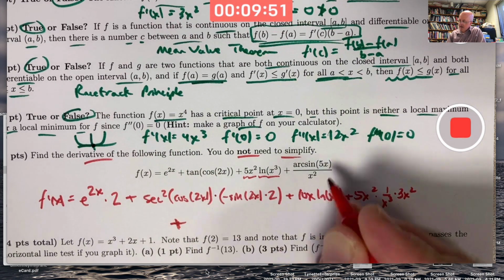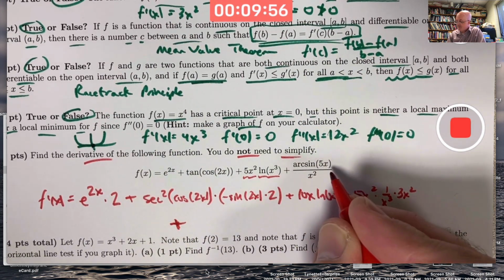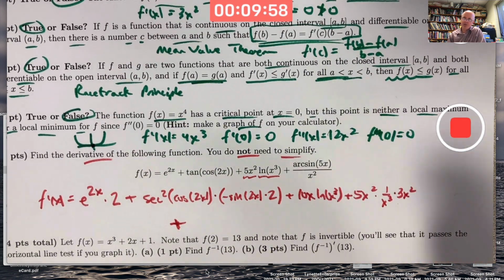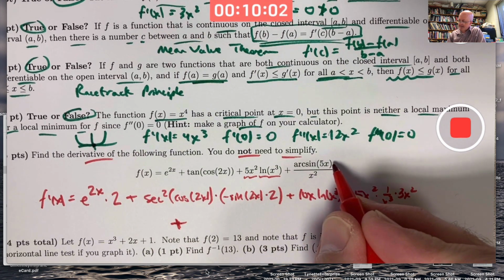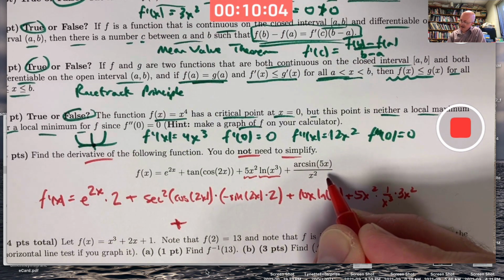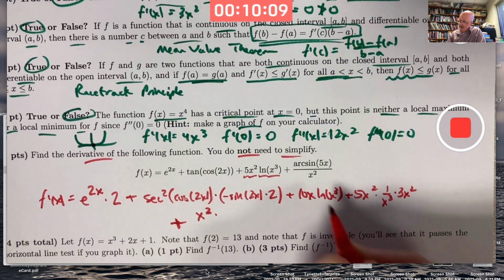I need the quotient rule here, or I could multiply arcsine of 5x by x to the negative 2 and use the product rule and chain rule instead, but I'll use the quotient rule. I think of this as the high function, and this is the low function, and I say the quotient rule as low, x squared, that's the low function.